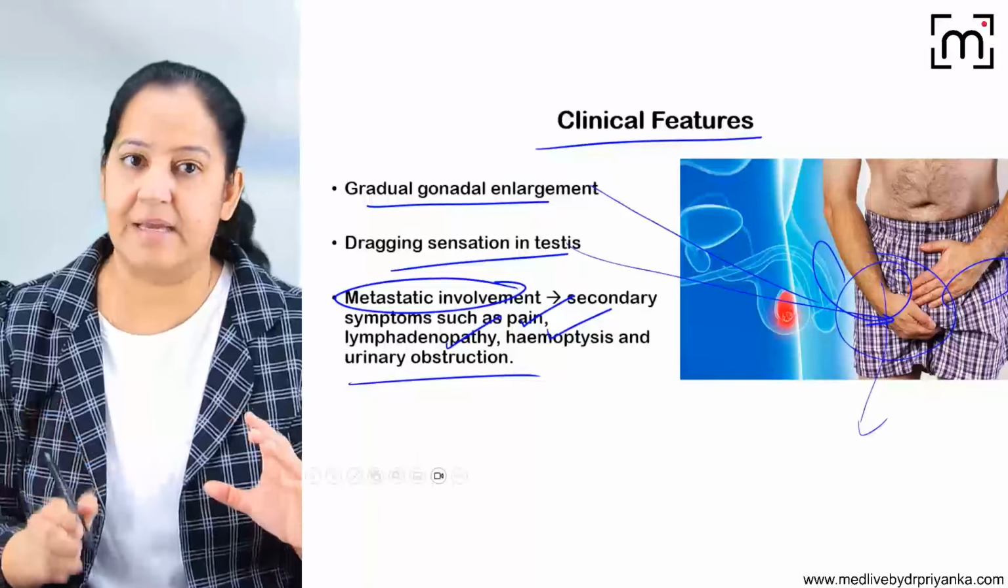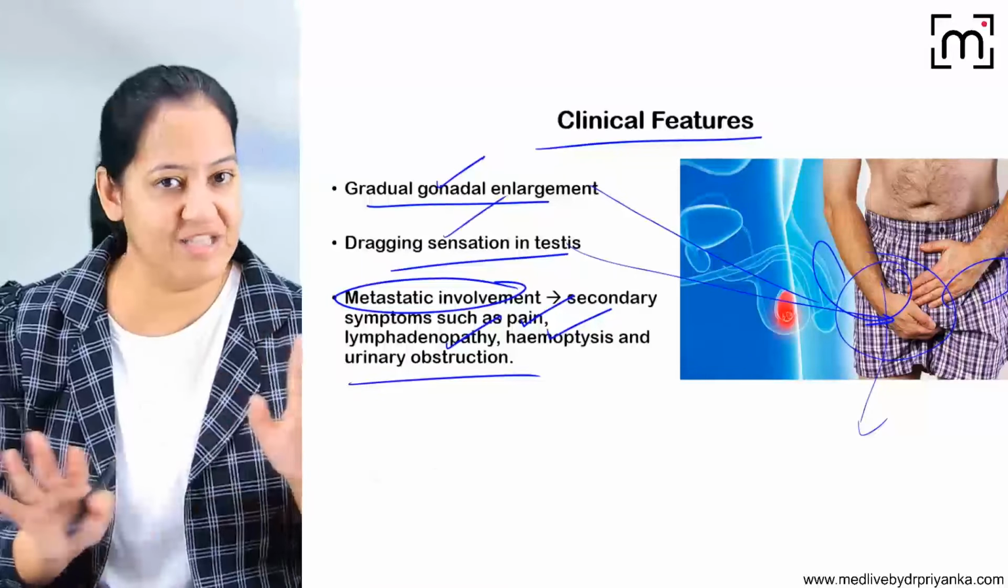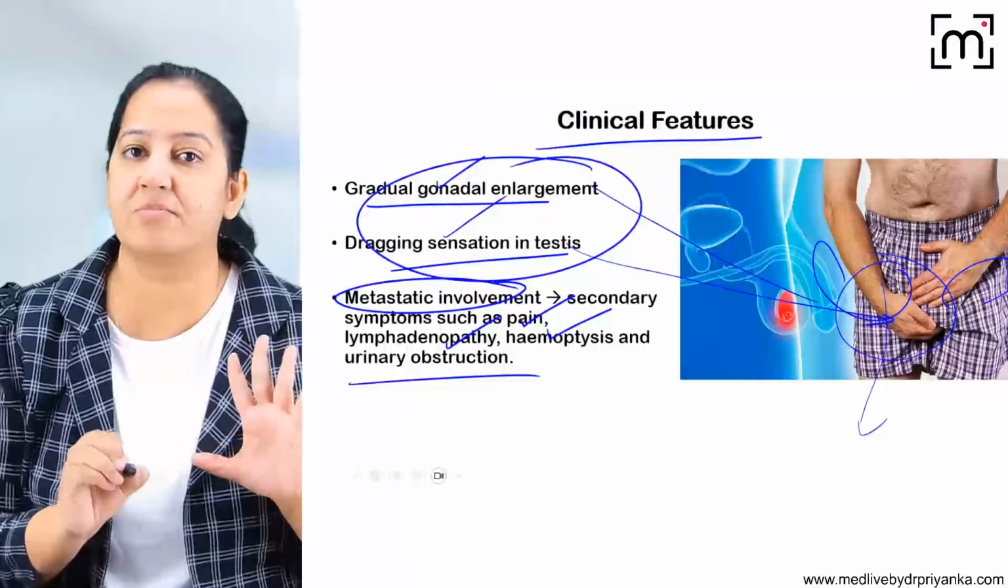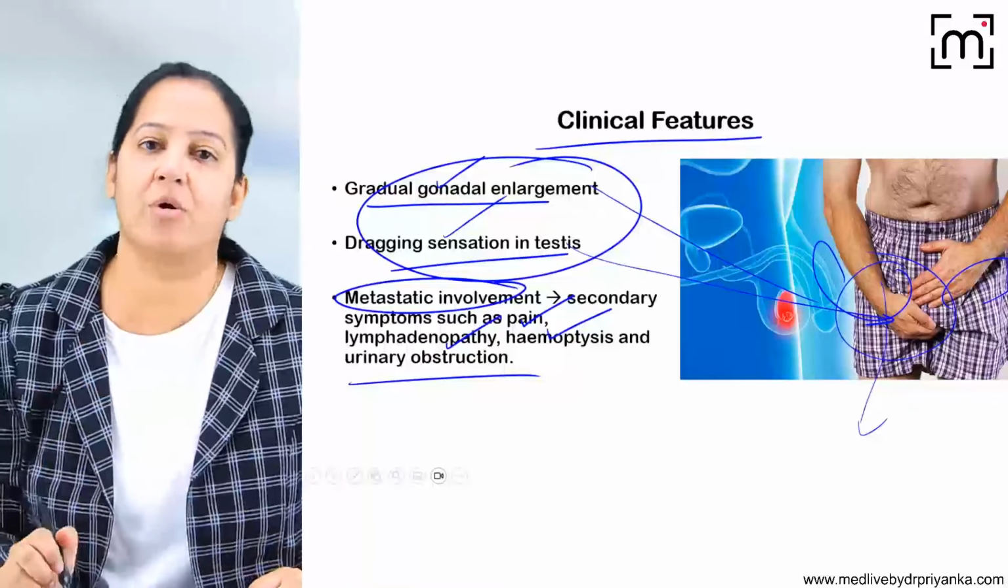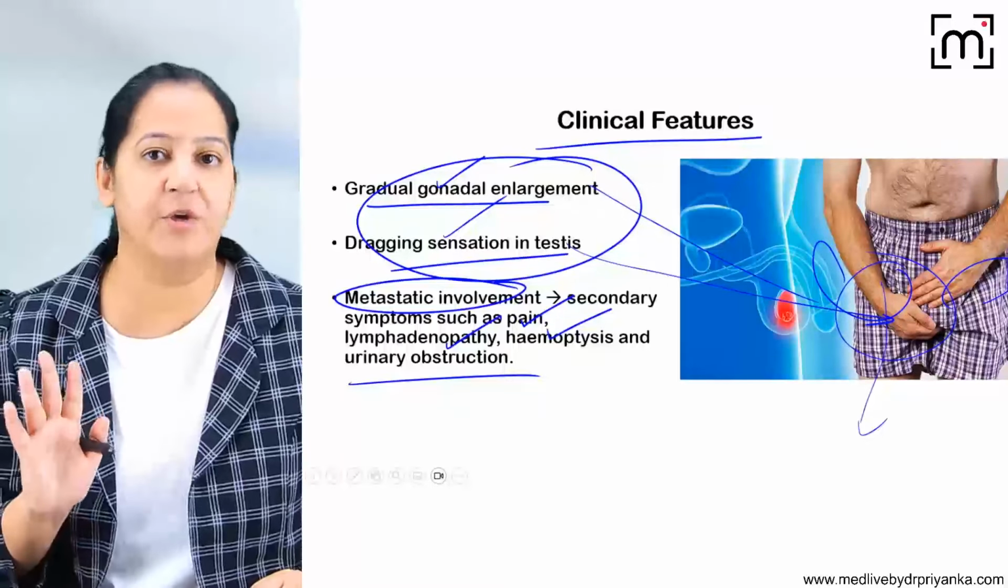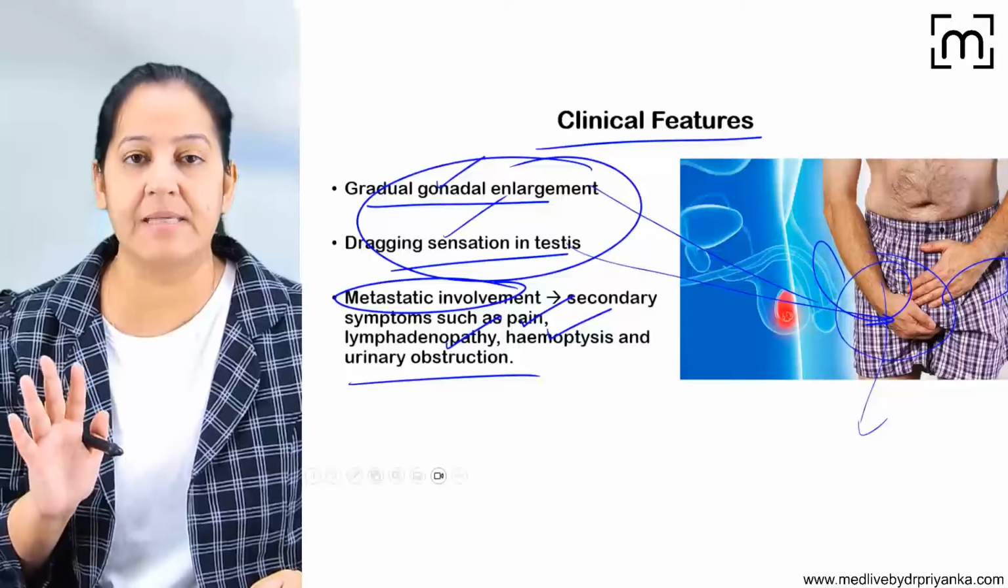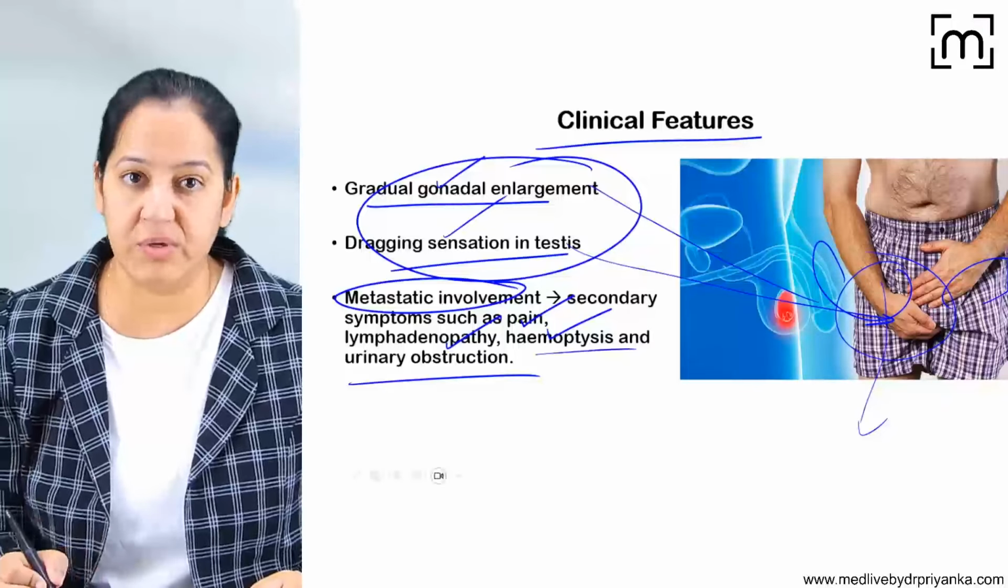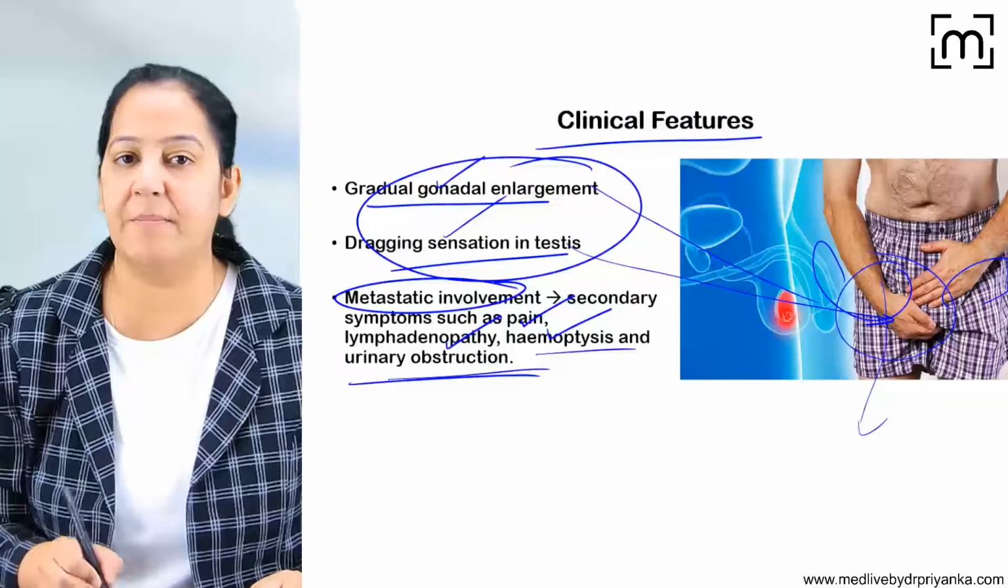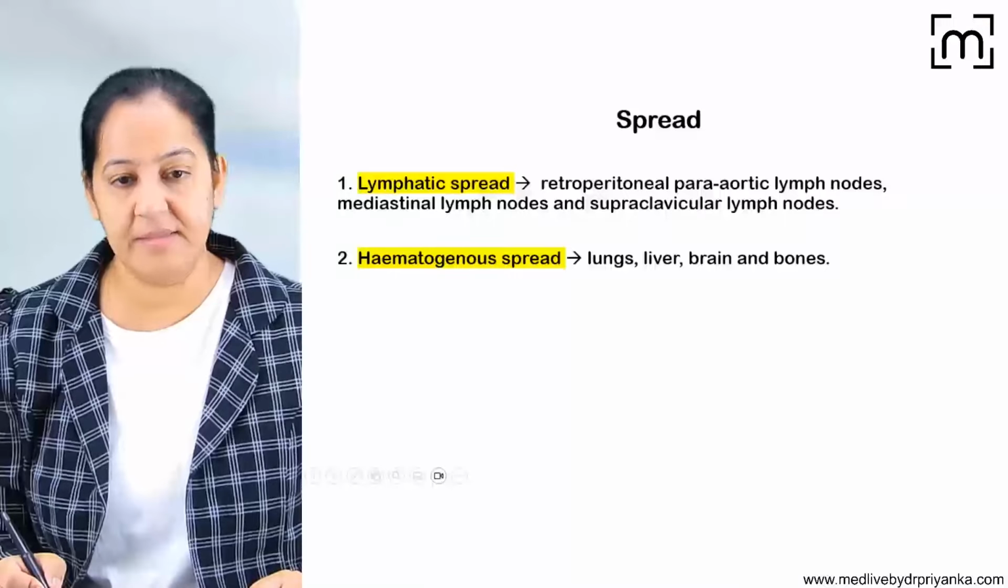If it is metastatic, otherwise the gonadal enlargement and dragging sensation in the testes are the only two symptoms. But if metastatic, other symptoms can also occur: blood in the urine, and hemoptysis if the lungs are also involved. So blood in the sputum and urinary bladder obstruction can occur. So these are the symptoms that can occur.